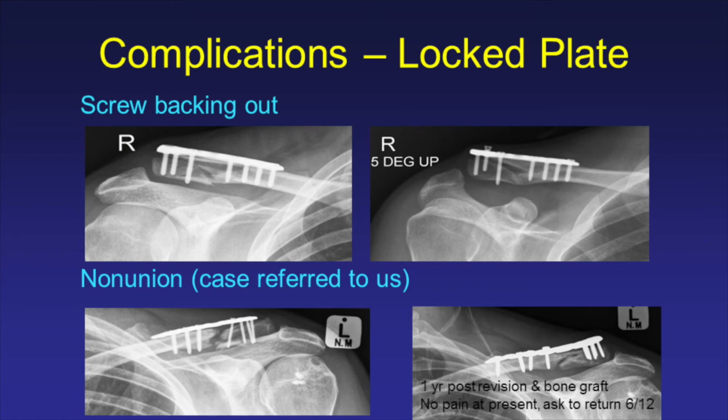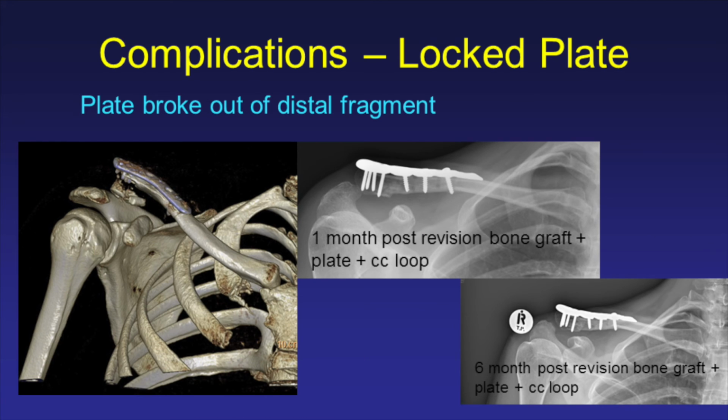The complications of the lock plate: we've had a screw back out, and this case was referred to us as inadequately compressed. We exchanged this with a bone graft. He's starting to unite, but I've asked him to return in 6 months because it's a year down the line, and it still seems to be struggling to unite. The other complication is this patient, also referred to us, where the plate had been pulled off. We regrafted it and put a CC loop around this patient, and it's gone on to unite quite successfully by 6 months.